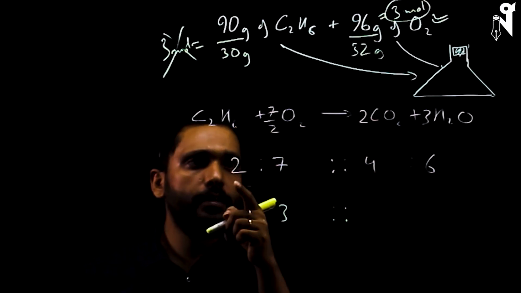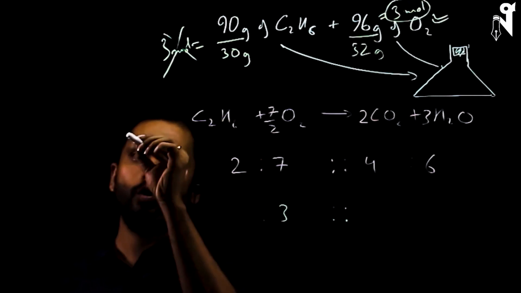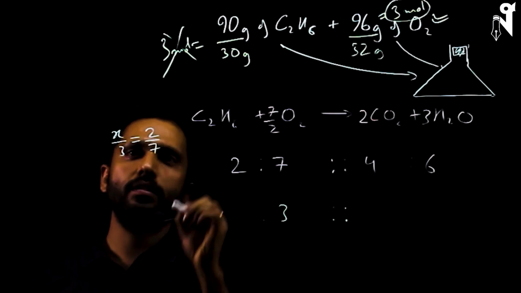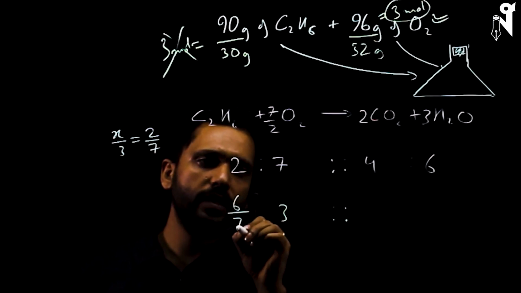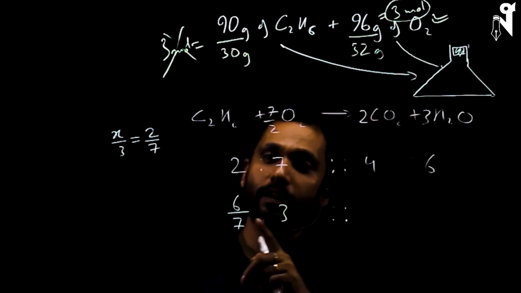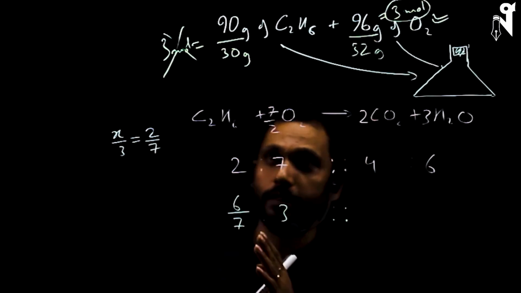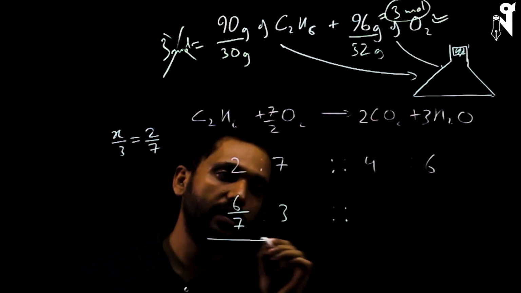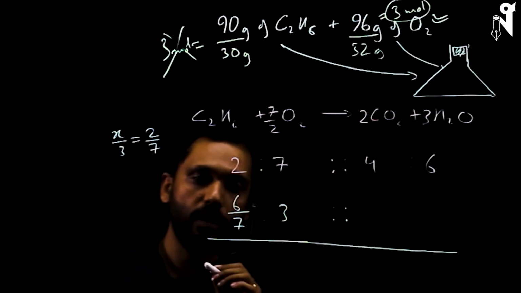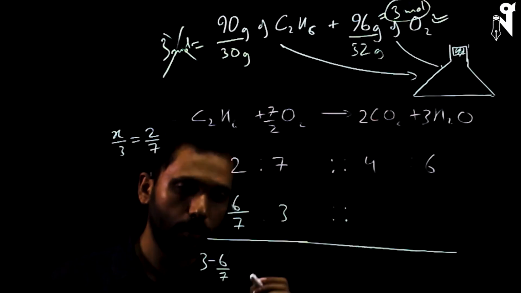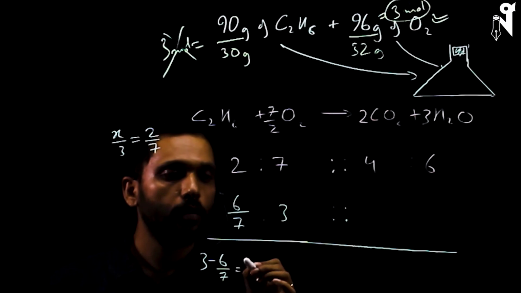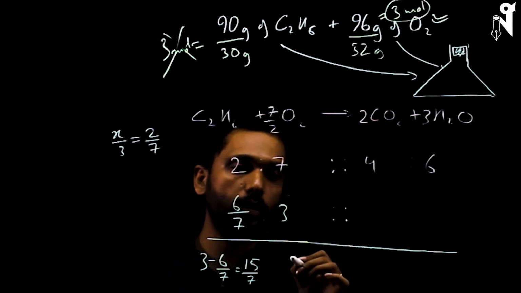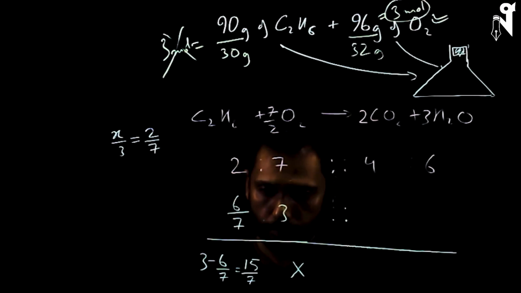So let's get this number right. Let's call this number x. So x by 3 is equal to 2 by 7. So you have 6 by 7 over here. So 3 will react with 6 by 7, which is less than 1. It's just a fraction. So out of the 3 moles, only 6 by 7 reacts and the rest is left over. How much is left over? 3 minus 6 by 7 is left over, which is 15 by 7 moles. How much of oxygen is left over? Nothing. It has all finished.